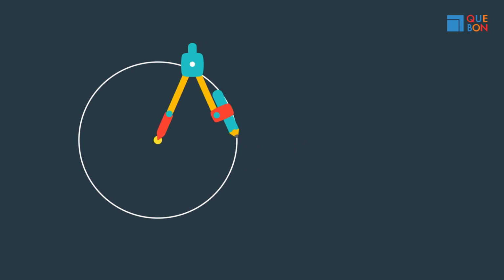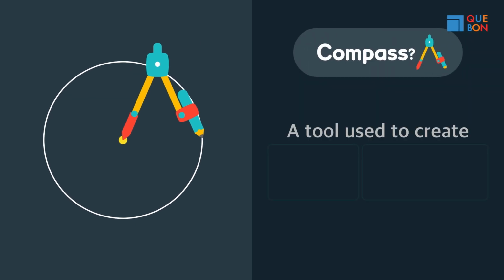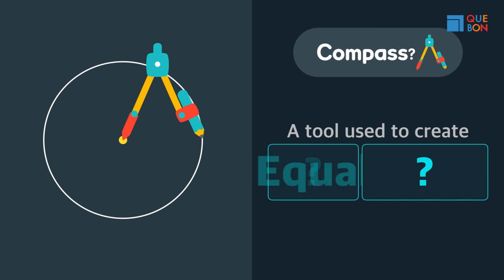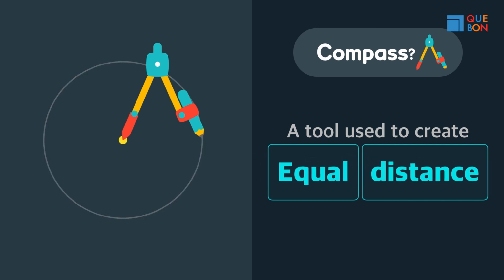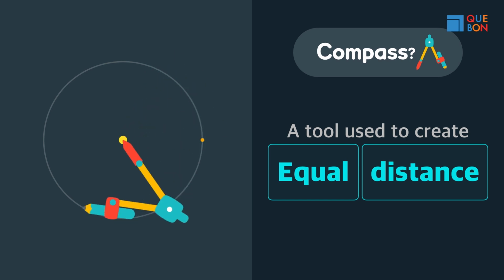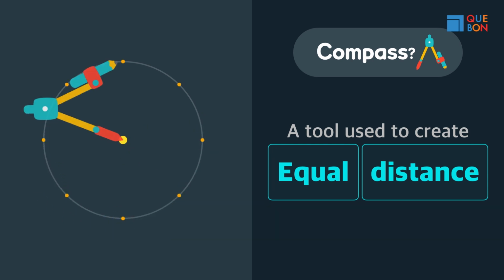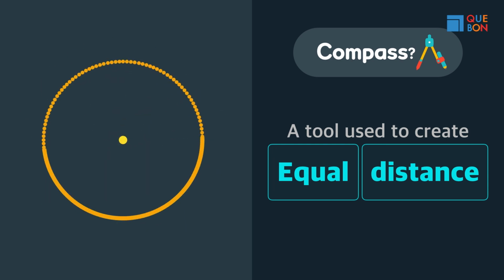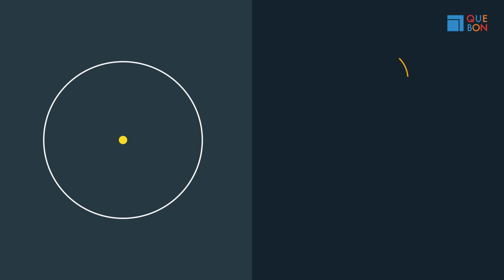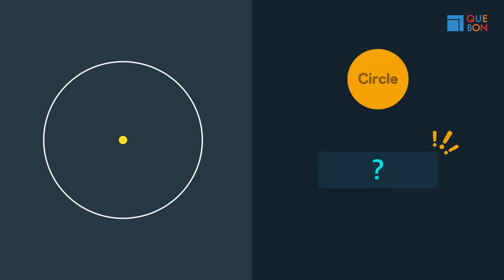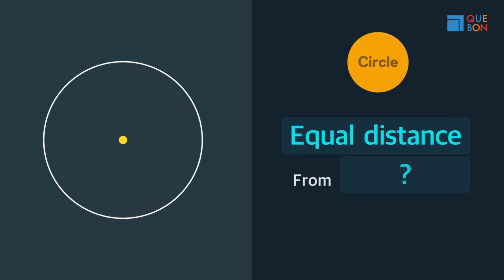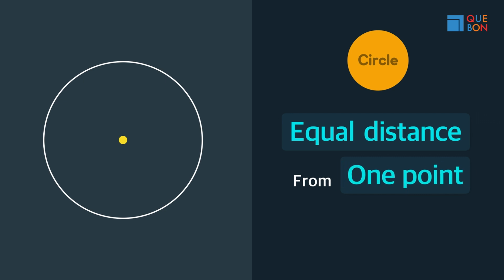What comes into your mind if you see a compass? Equal distance. It's a tool used to create equal distances. We know that combining all the points equal in length from one point by using a compass gives us a circle. So, we should be able to think of the word distance when seeing a circle. Specifically, equal distance. From where? From one point.